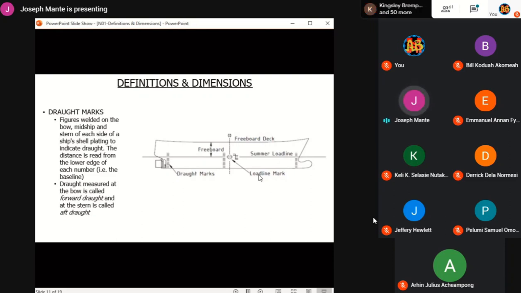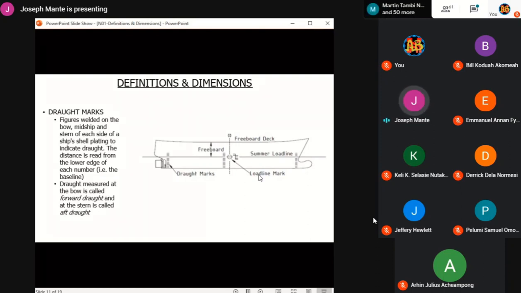So we have load marks at the midship. Then you see also draft marks at the forward and at the aft. These things are done for you to understand. But at this point, you should be able to know what a draft mark is.